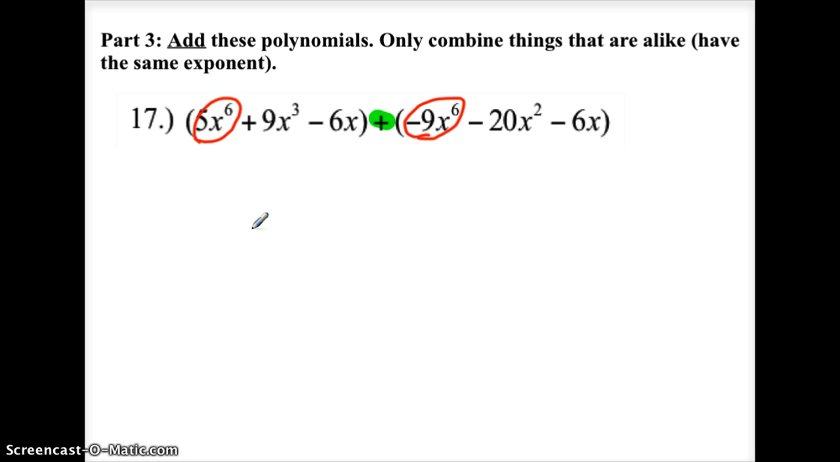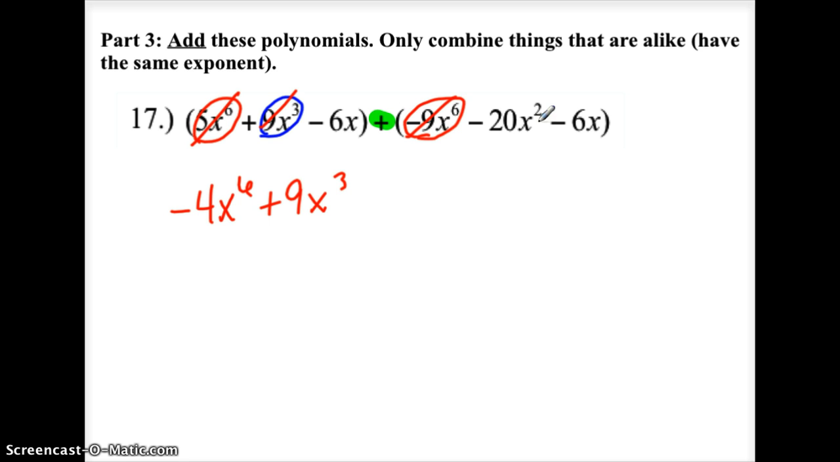So I've got two of those terms. I'm going to add them together. A positive 5 and a negative 9 would be a negative 4x to the 6th when you add. And I'm going to cross them out. Is there an x cubed that I can add with this 9x cubed term? Look through my problem. Oh no, there's no more of them. So we're just going to bring that term down, plus 9x cubed.